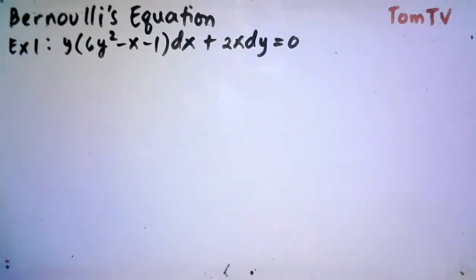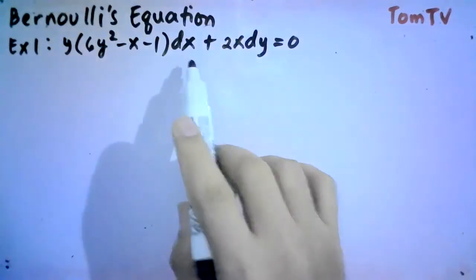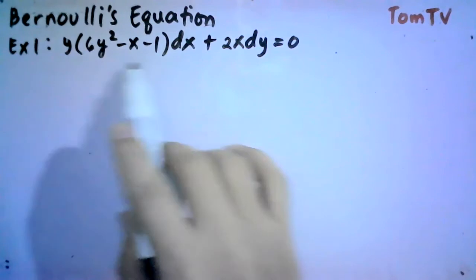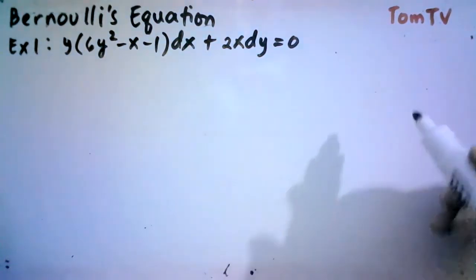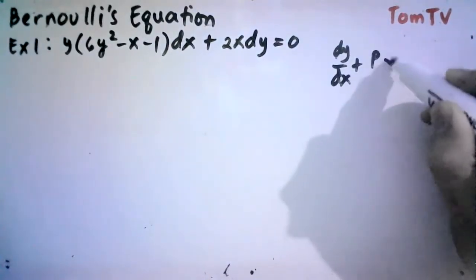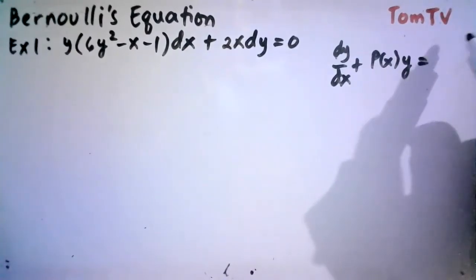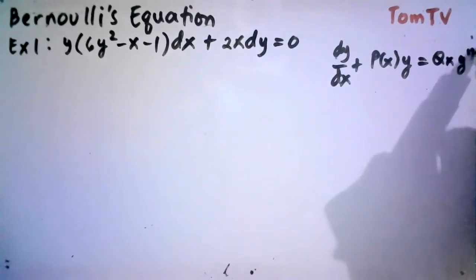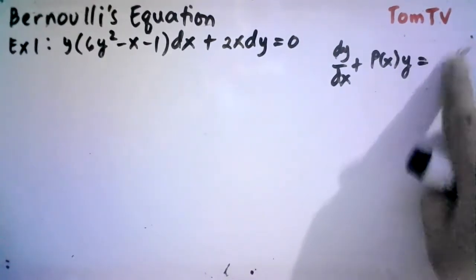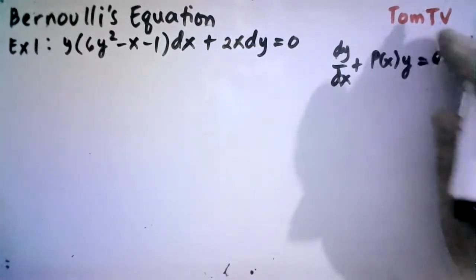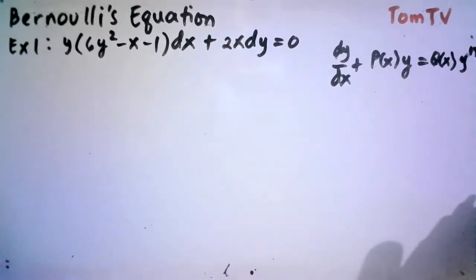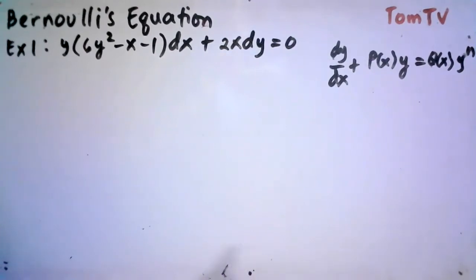To solve this using Bernoulli's equation, take note that for your M dx and your N dy, N dy is much simpler compared to M dx. Thus, we will make use of dy over dx plus p of x times y is equivalent to q of x times y raised to n. So I will write this one: q of x times y raised to n.